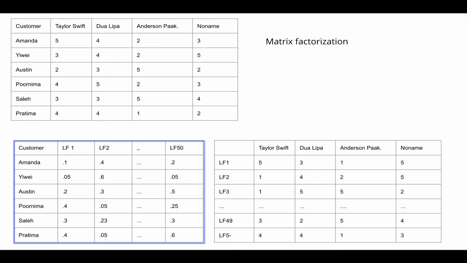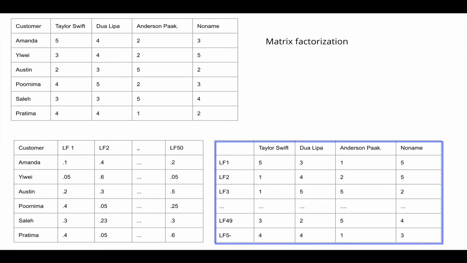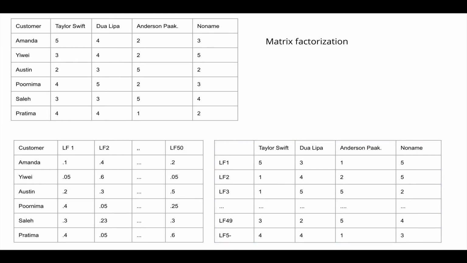One is how much various customers like these different latent features, and the other is, for each artist, or for each track really, what are the values of these latent features. It's just totally amazing that it does this. It's through gradient descent. It's cool. Check it out. I'm not going to go into detail.